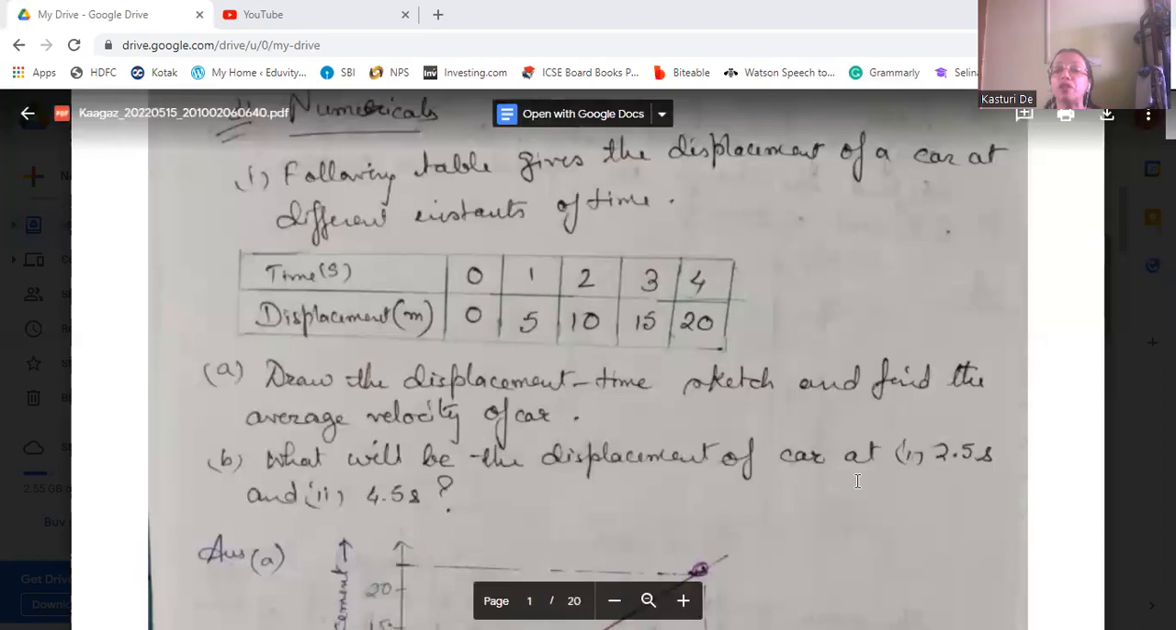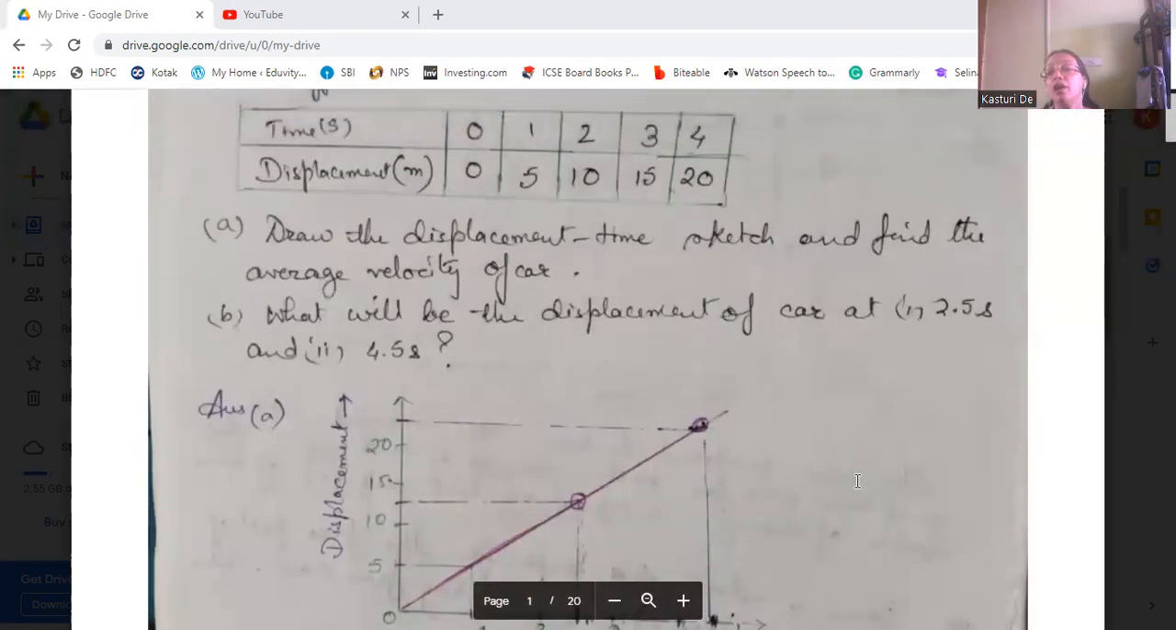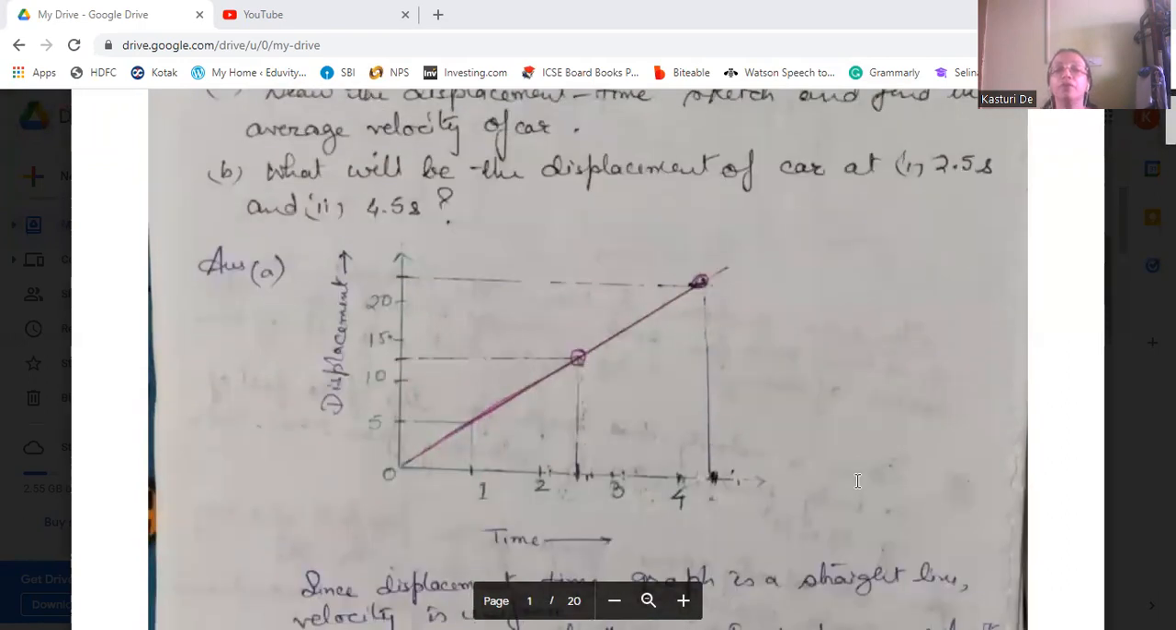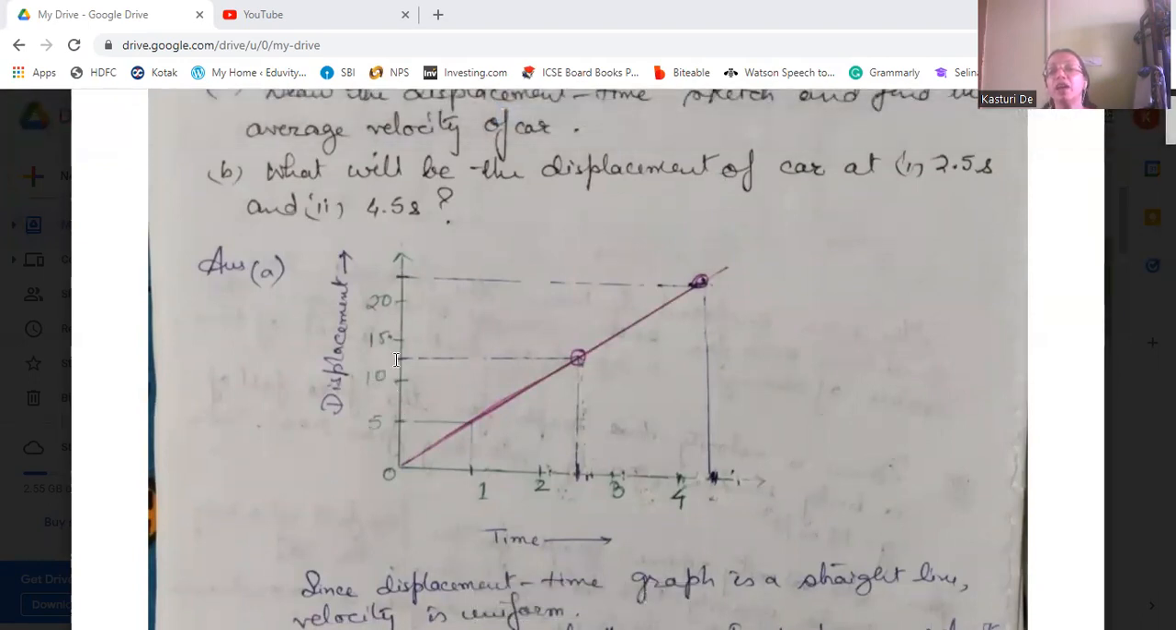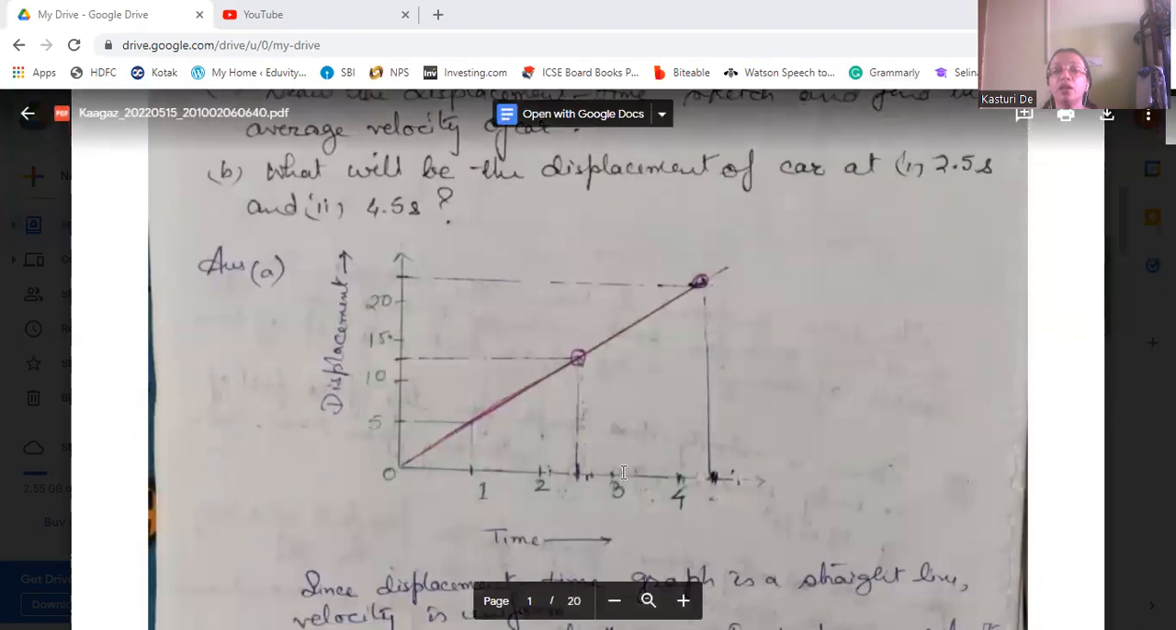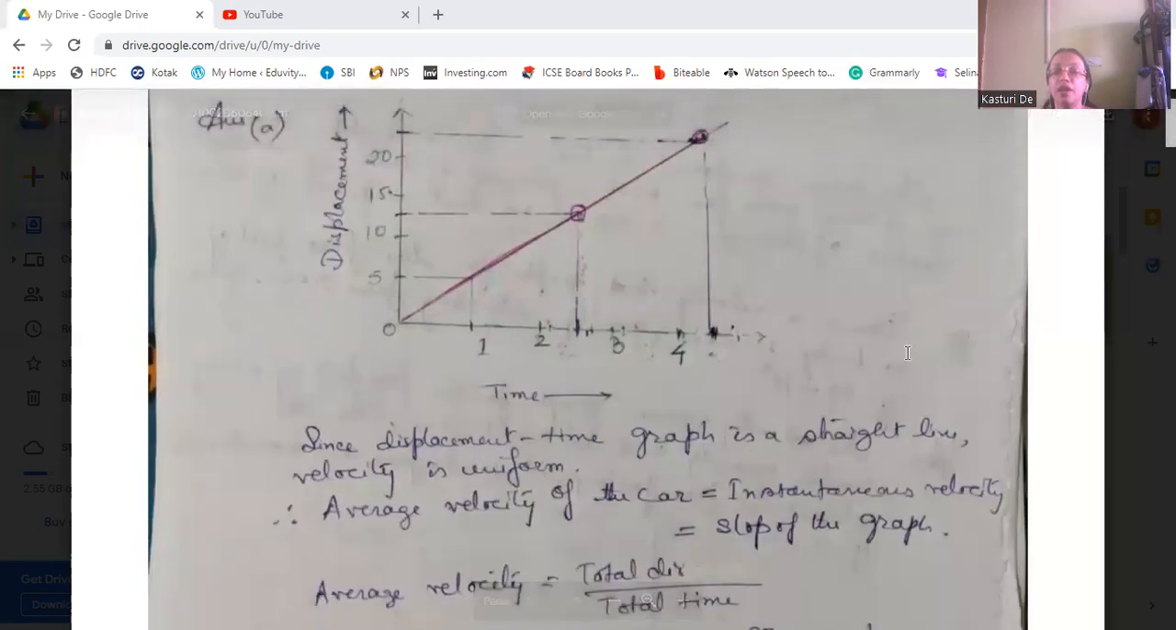What will be the displacement of the car at 2.5 seconds and 4.5 seconds? The graph will be like this. At 2.5 seconds, it will be between 10 and 15, in the middle. And at 4.5 seconds, it will be beyond 20. So the graph will be like this.